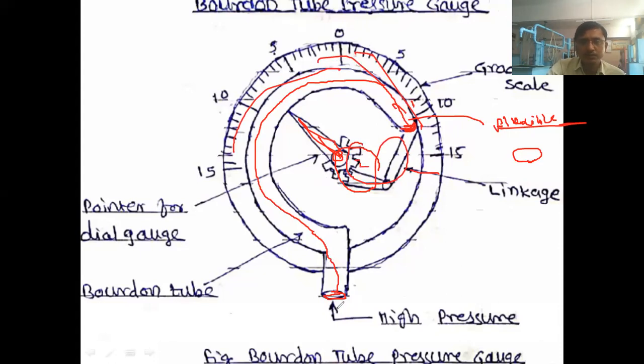When we attach this Bourdon tube pressure gauge to any pressurized system, for example, to a pipe in which liquid is flowing under high pressure, what is going to happen? The fluid which is under pressure will enter inside this tube and move like this until it reaches up to this point.